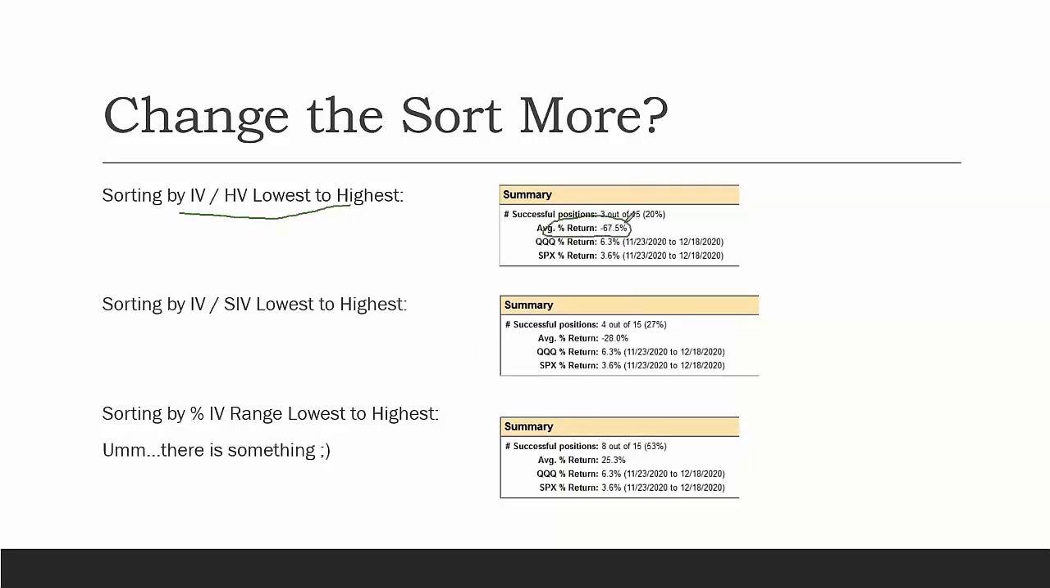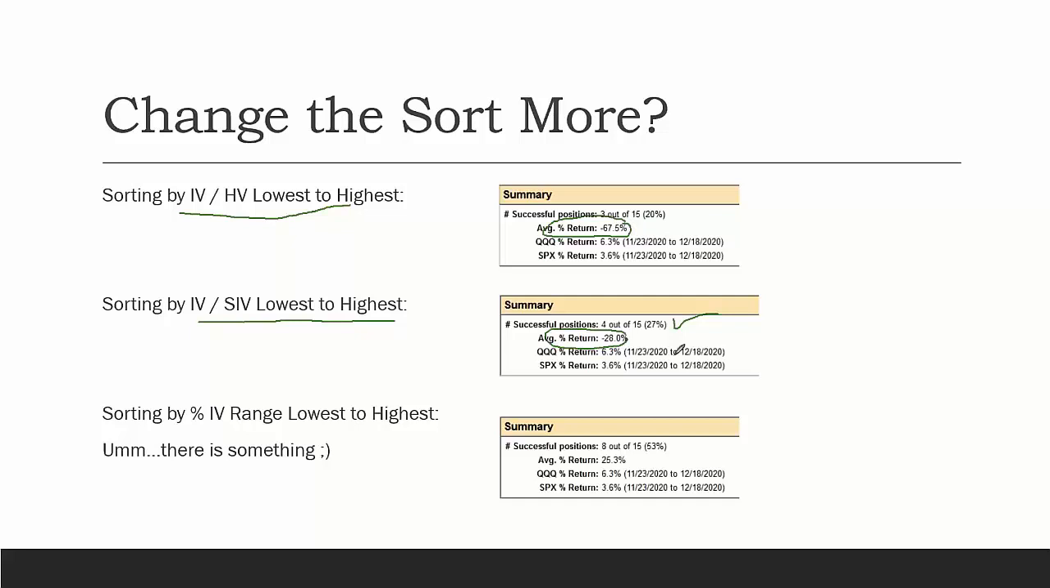3 out of 15 were successful, but it was a 67% loss. In other words, adding up all the gains and losses of those 15 positions, assuming you did the same monetary allocation, gave you a loss of 67.5%. IV over SIV, lowest to highest. Only a loss of 28%, but 4 out of 15 were successful.